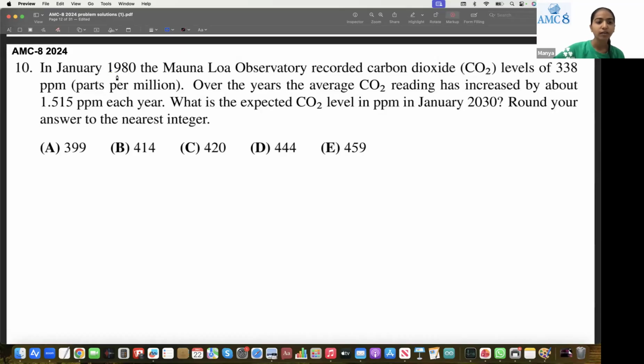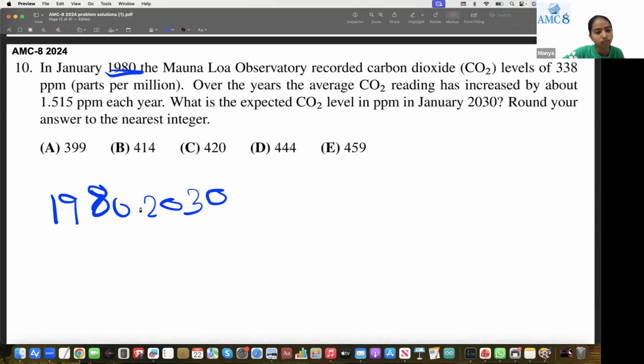So first of all, we need to find the difference between the years from 1980 to 2030. And so that'll be 2030 minus 1980, and that will be 50 years. And we know that the parts per million increase by 1.515 parts per million each year.